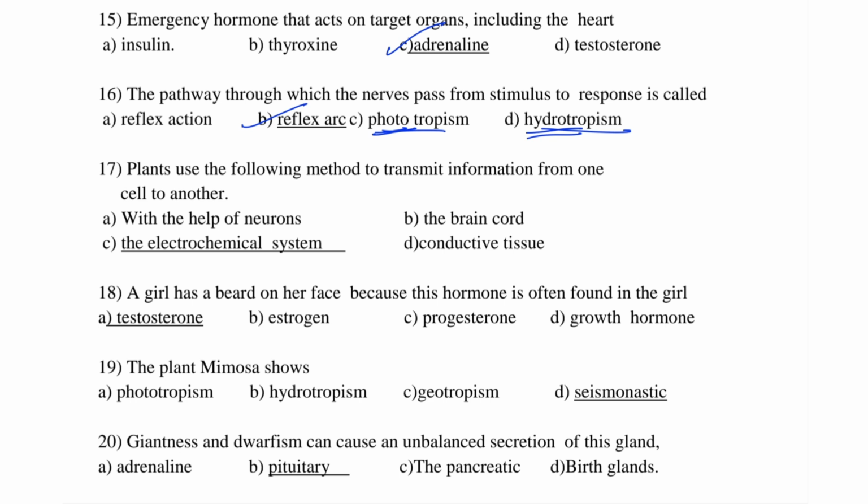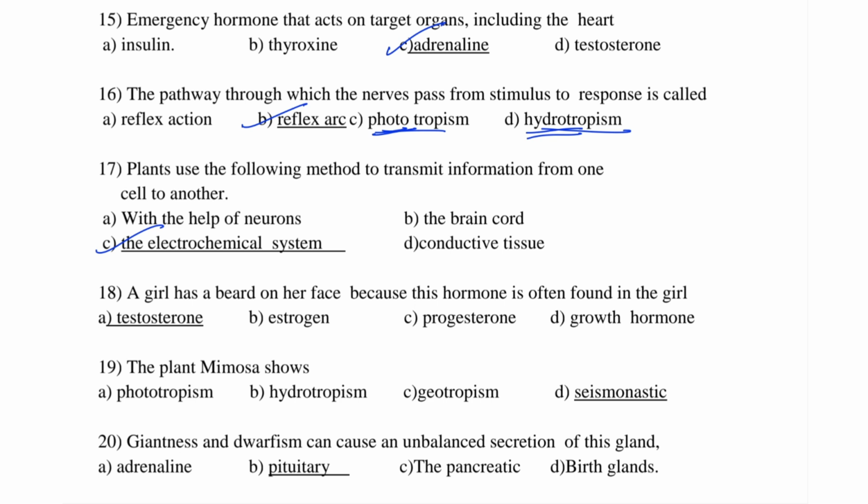Question number 17. Plants use the following method to transmit information from one cell to another. Option A, with the help of neurons. Option B, the brain cord. Option C, the electrochemical system. Option D, conductive tissues. The correct answer is option C. It is the electrochemical system that plants use to transmit information from one cell to another.